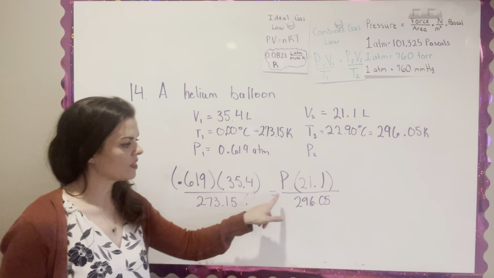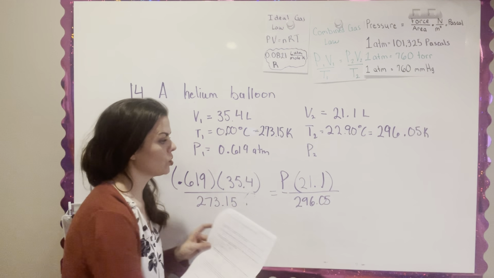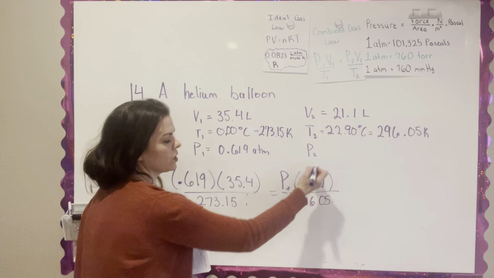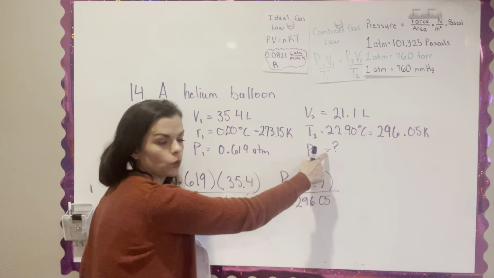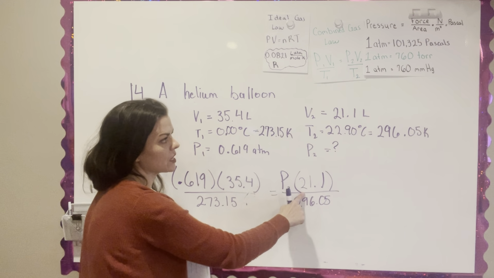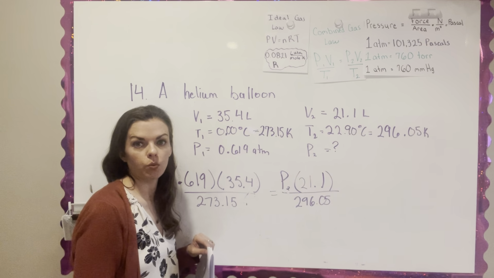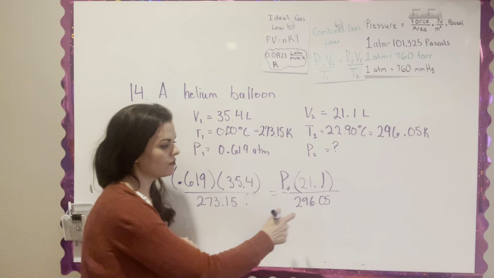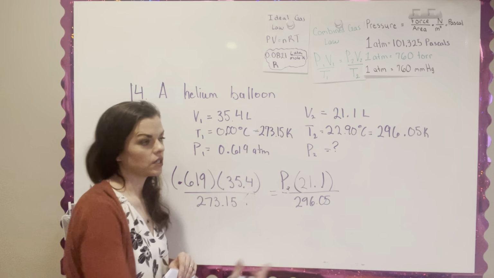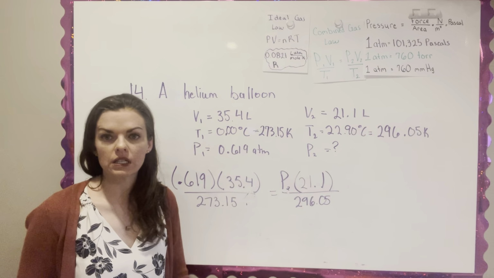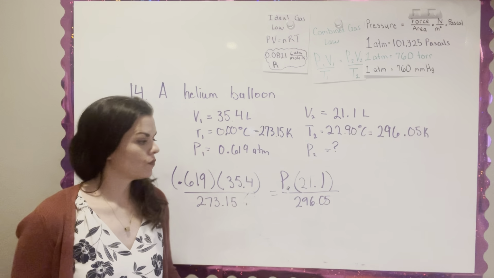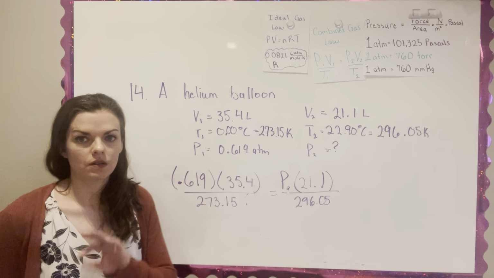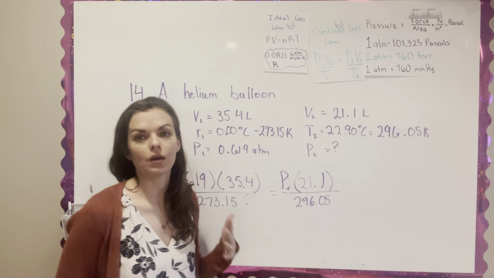You're going to then set that equal to P2, and the reason we don't have a number here is because this is what we're looking for. And then we're going to times that by our volume, which is 21.1 liters, and we're going to divide it by our temperature in kelvins over here, which is 296.05. So go ahead, stop, do the math, and then come back and check yourself.